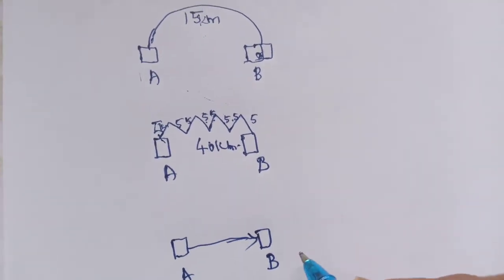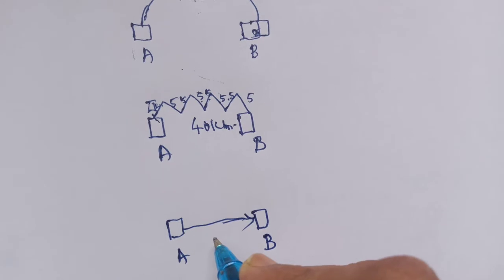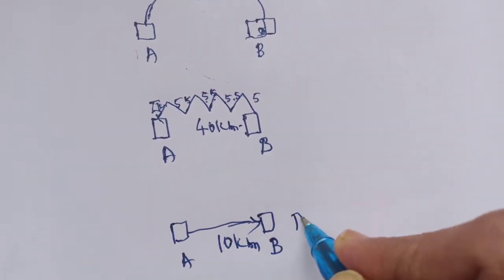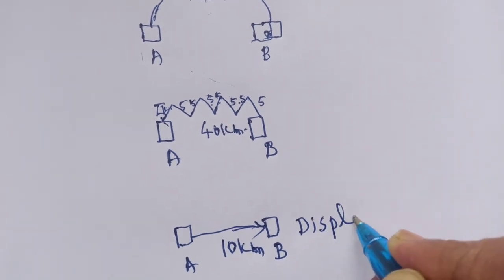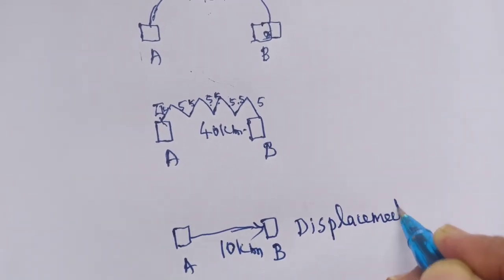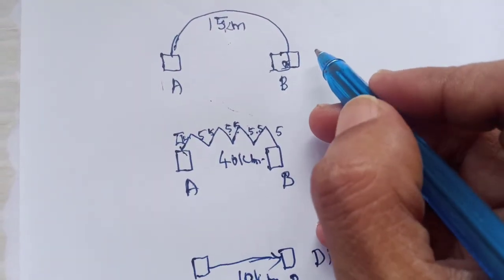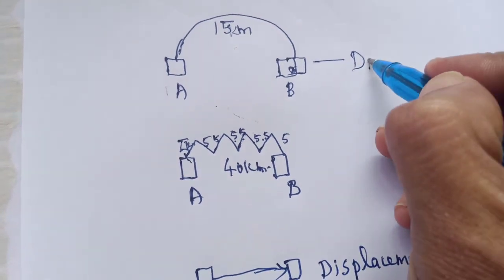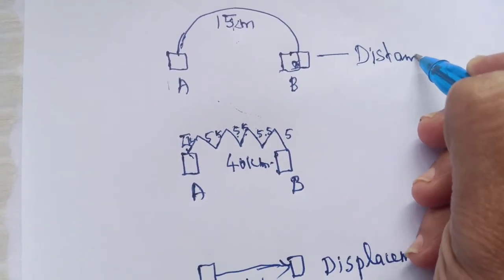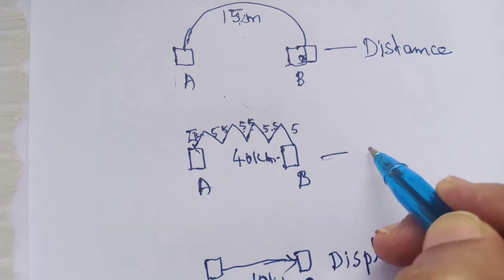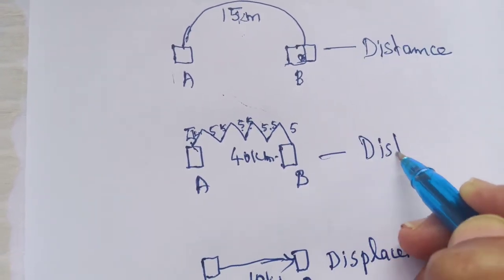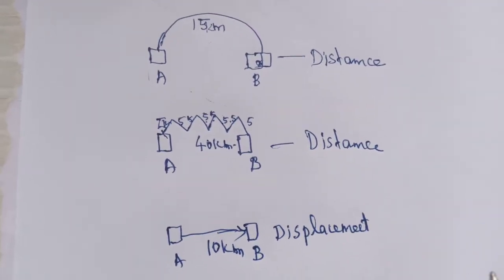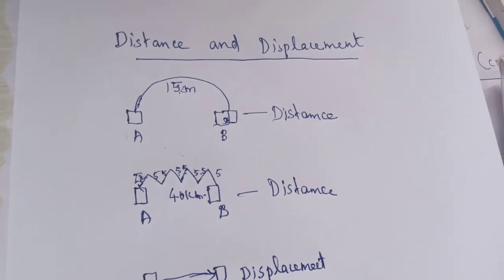then this is the displacement. Direct way he is going, then 10 kilometer. This is the displacement. These are distances. Both these are distance. This picture and this picture show distance. These three pictures are discussing distance and displacement.